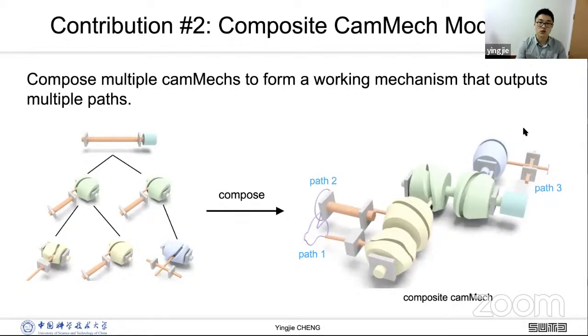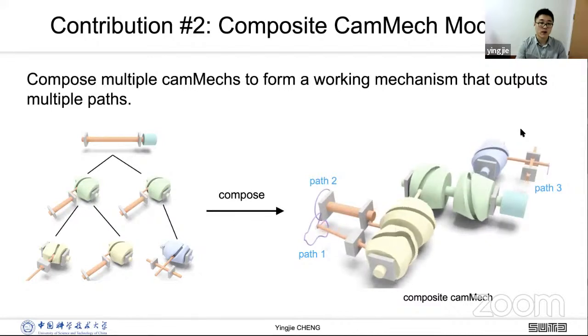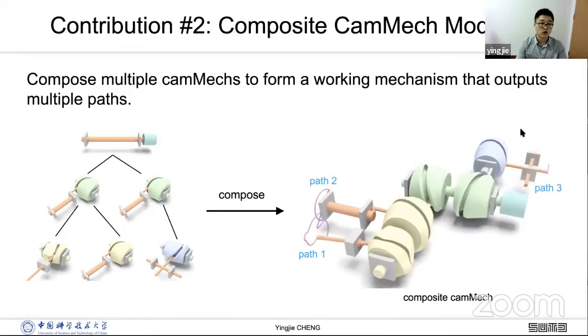Our second contribution is proposing a method to compose multiple CamMechs to form a working mechanism that can output multiple paths. Our idea is to model the composing process following a tree structure. The resulting CamMech is called a Composite CamMech. This Composite CamMech can output 3 paths: a dot, a circle, and a line.